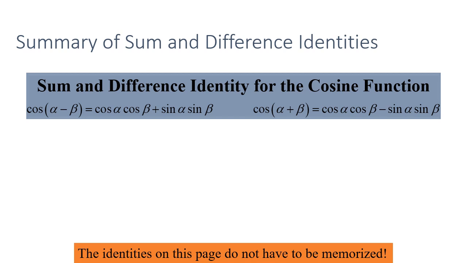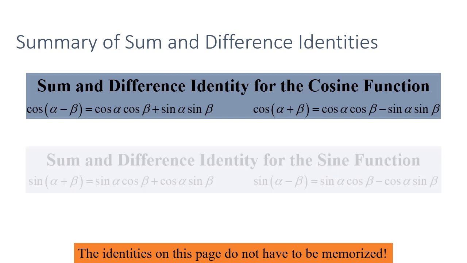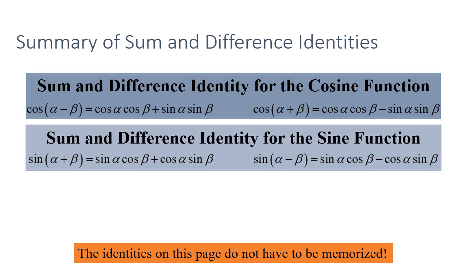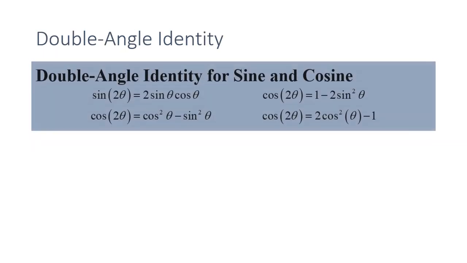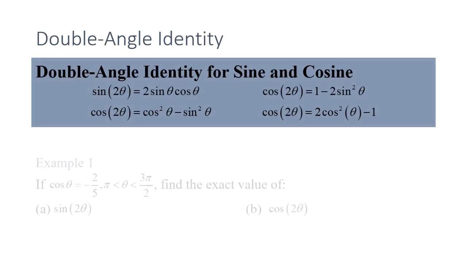So that's awesome. The sum and difference identity for the cosine function is this one. Here's the one for the sine function, and here's the one for the tangent function. Now at this point, you're probably wondering, why do I need this? The biggest part is that this will help us evaluate certain values without a calculator.